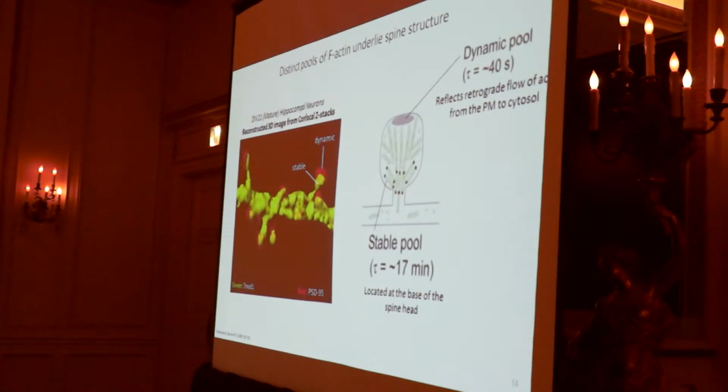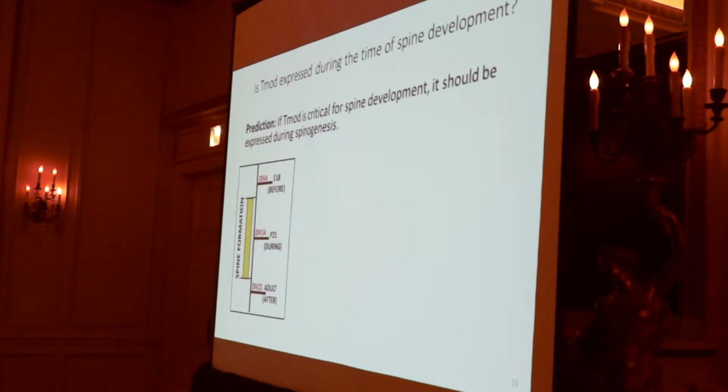So we think that this is really exciting. Not only is pointed end capping a mechanism used in synapses to regulate the actin cytoskeleton, but perhaps there are two different functional pools that rely on this molecule in a different way.